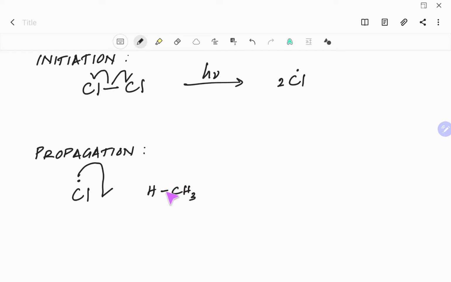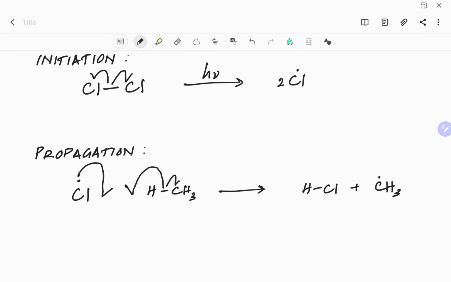It has to break this bond. So it will break symmetrically, and one electron will go between hydrogen and chlorine, and the other electron will go and sit on carbon. So the product that you expect is a bond between hydrogen and Cl, and of course you are making a CH3 radical.